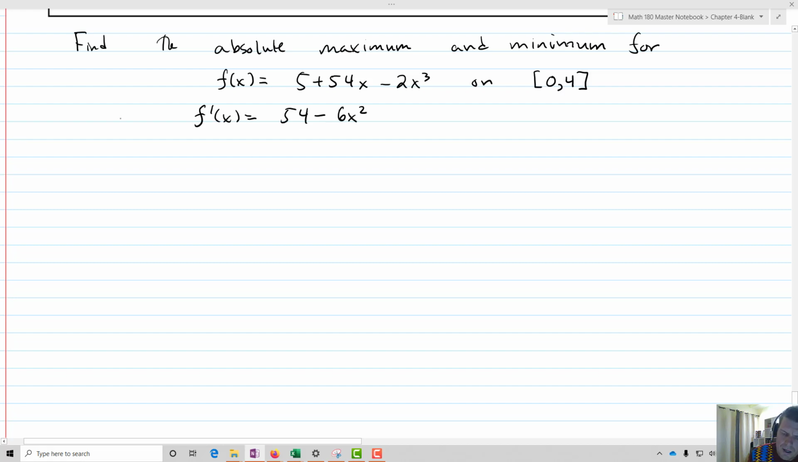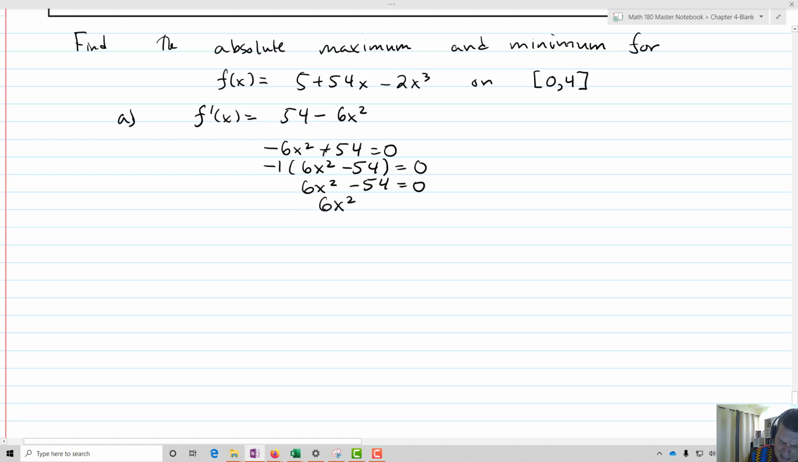So what we'll do, this is our a piece. We're now going to set that equal to 0. So let's say negative 6x squared plus 54 equals 0. Okay, we'll factor out a negative 1. So that gives me 6x squared minus 54 is going to equal 0.